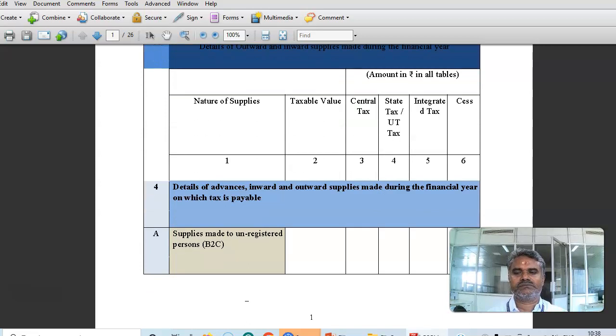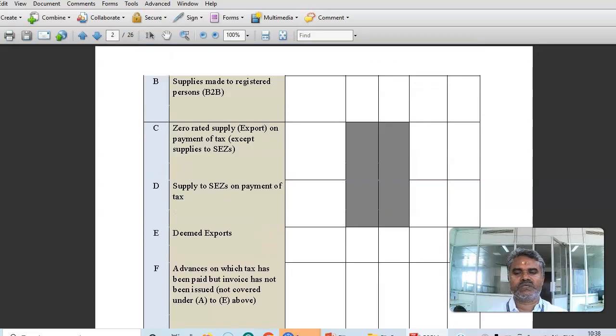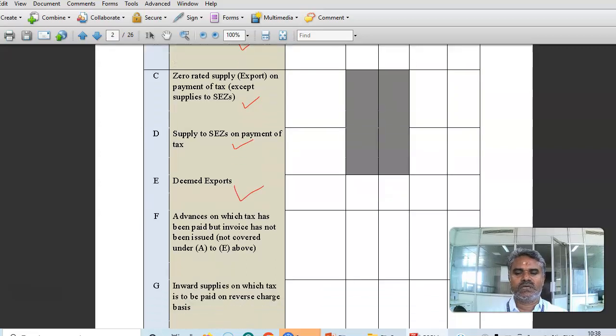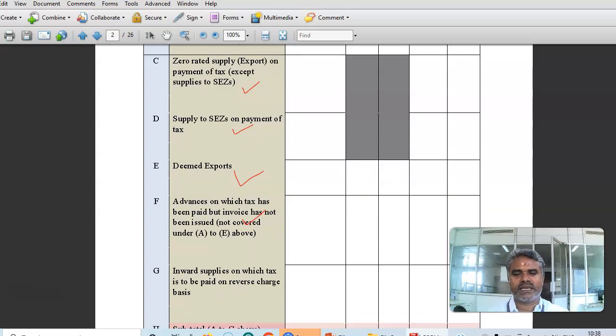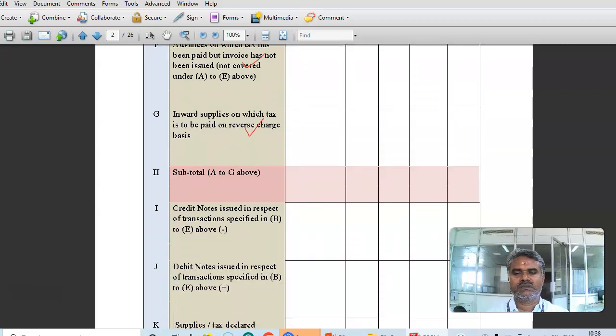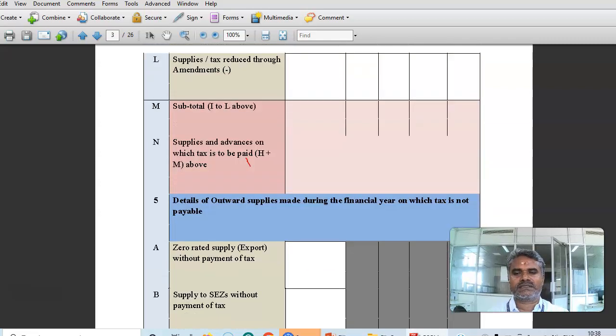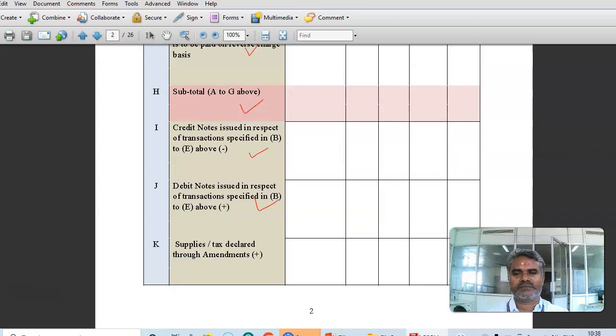Okay. Then 4, details of advances, inward and outward supplies made during the financial year. Supplies made to unregistered persons, B2C, B2B, SEZ. Then supply to SEZ on payment of tax, deemed export, advances on which the tax has been paid, invoices. Okay. Then inward supplies on which tax is to be paid on reverse charge. Then credit note issued, debit note issued, tax, everything.